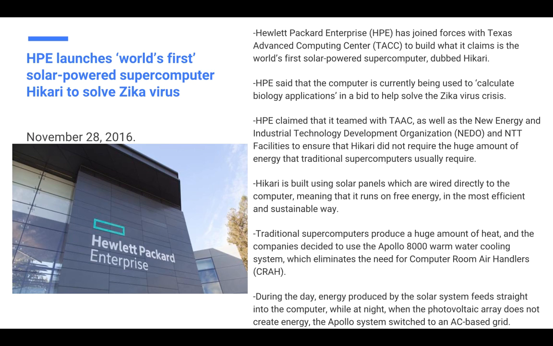Since traditional supercomputers produce a huge amount of heat, the companies decided to use a warm water cooling system named Apollo 8000 that eliminated the need for computer room air handlers. How this supercomputer works is that during the day, all of the energy that is produced by the solar system feeds straight into the computer, and at night, when the photovoltaic array does not create energy, the Apollo 8000 system is switched to an AC based grid.